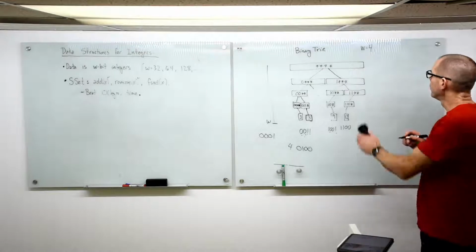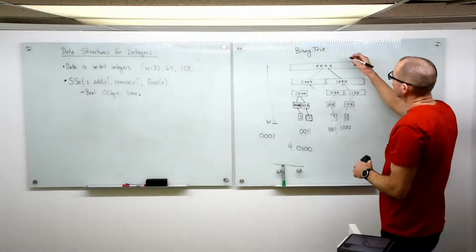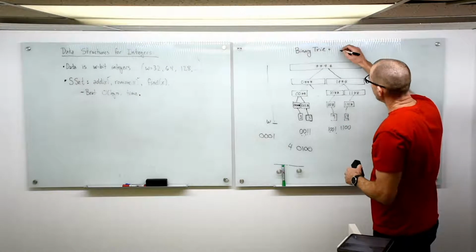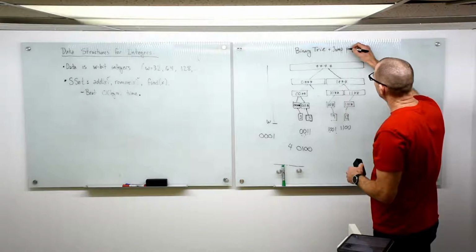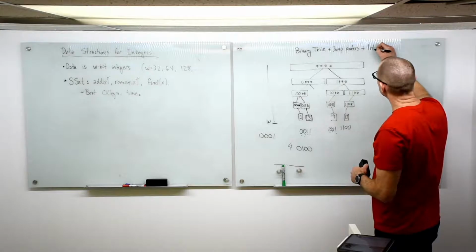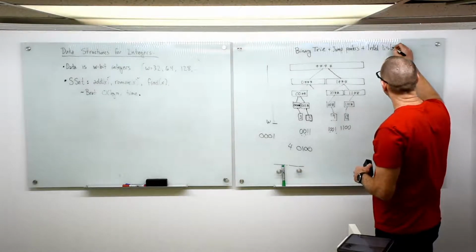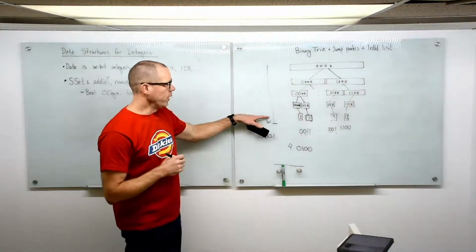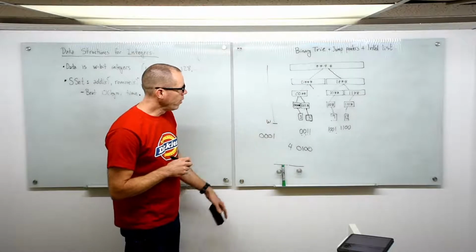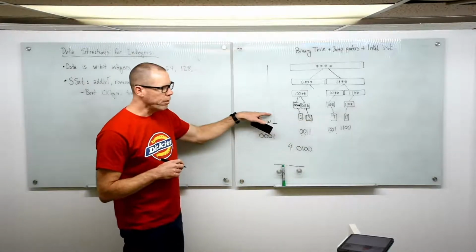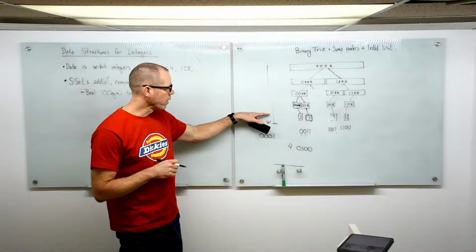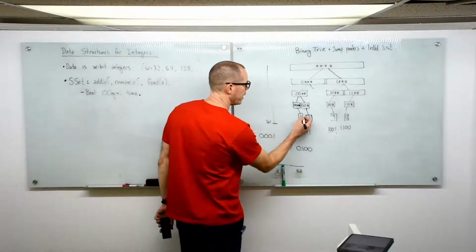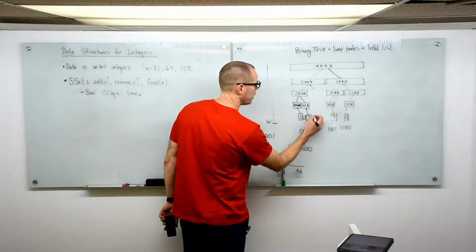So let's rethink that. Let's do binary trie plus what are called jump pointers. And a linked list. So at the bottom level here in this trie, we have a bunch of values, the values that are being stored in our sorted set. Let's put them into a doubly linked list.